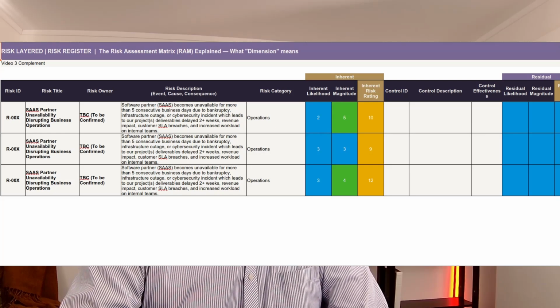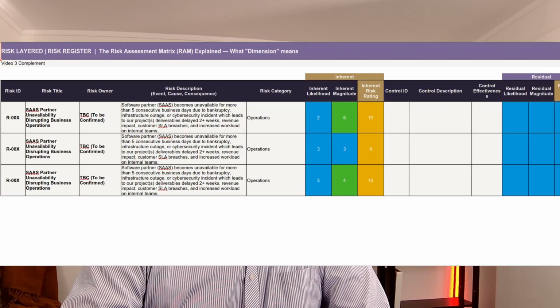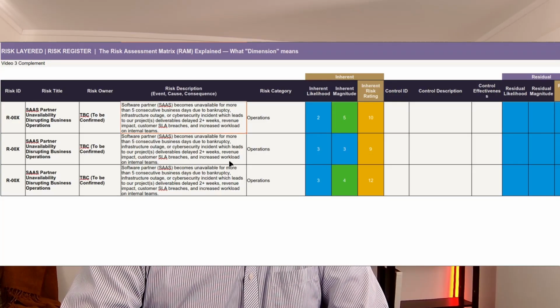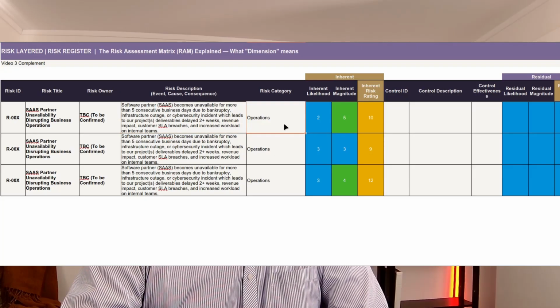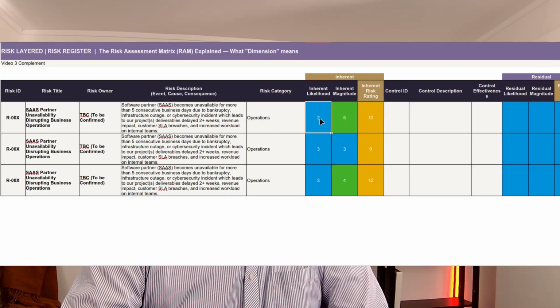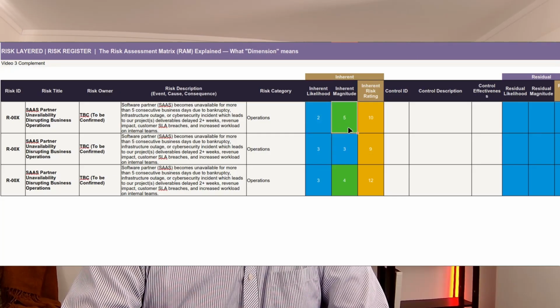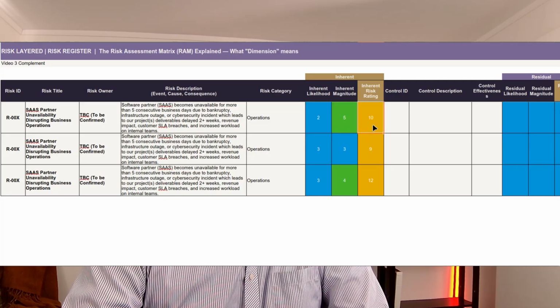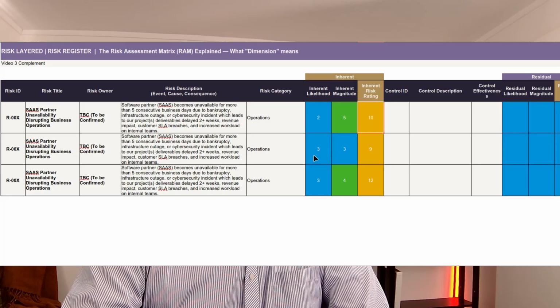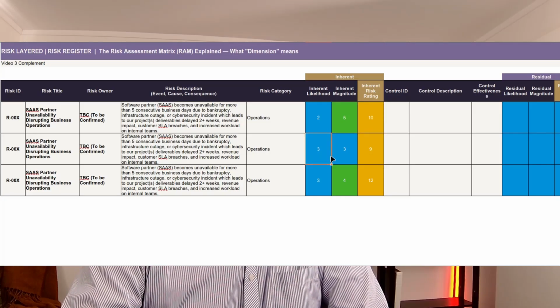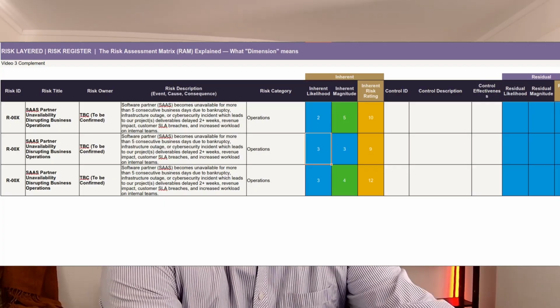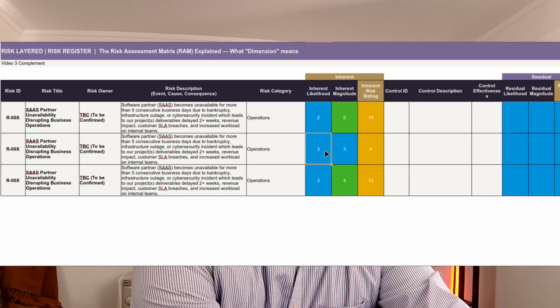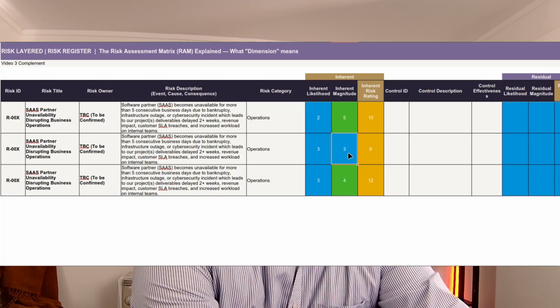So if we look here, a gut feeling could be, well, that's not likely to happen to us, but it could be a high consequence. So we got 2x5, 10. Second, let's say we calibrated with a single dimension, the RAM, and say, after all, yes, it could happen to us, but the impact is not that great, so 3x3, 9. So let me show you right now in the sample document what this means.